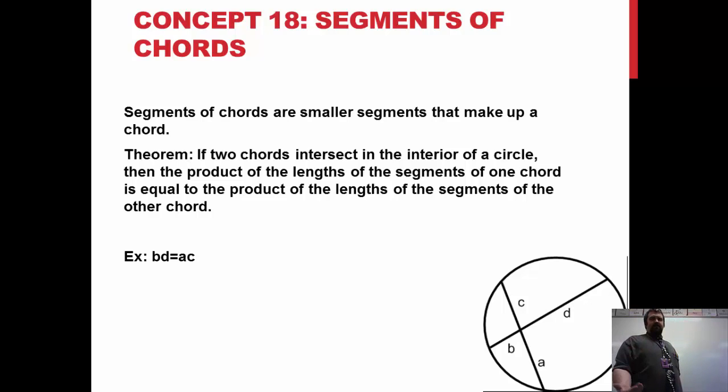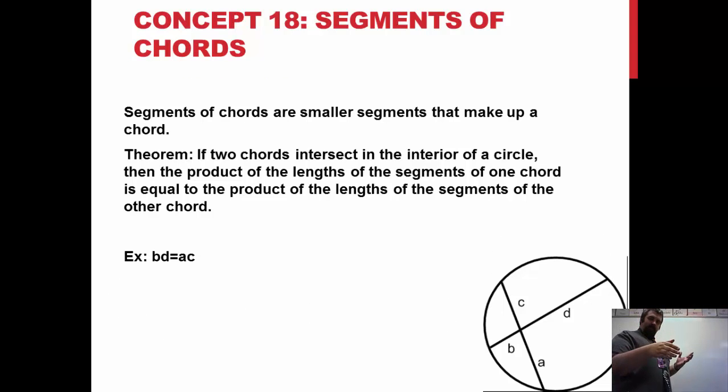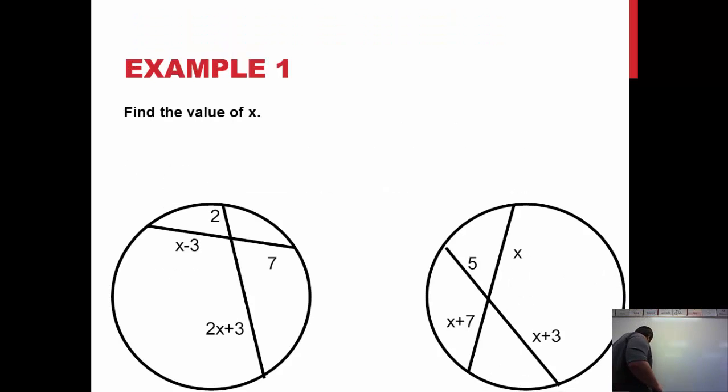Alright, so let's try and use this in a few examples. Right here, find the value of x. In both pictures, I have two chords intersecting on the inside of my circle. So I'm going to use the rule I just learned. I'm going to take one part of the chord, times the other part of the chord, and set that equal to the other two segments of chords multiplied together. So let's take a look.